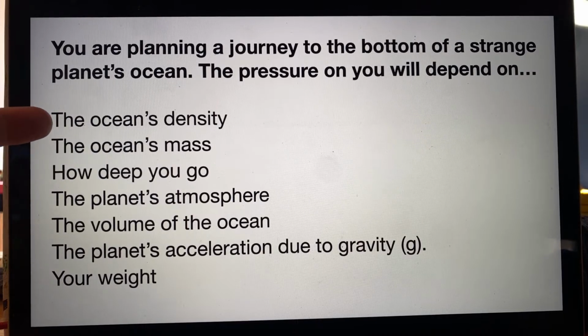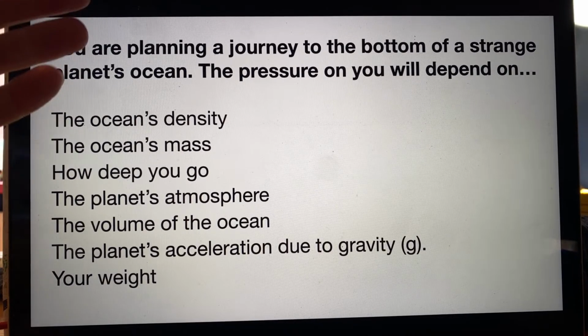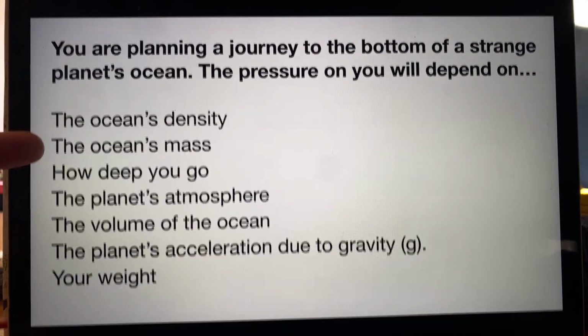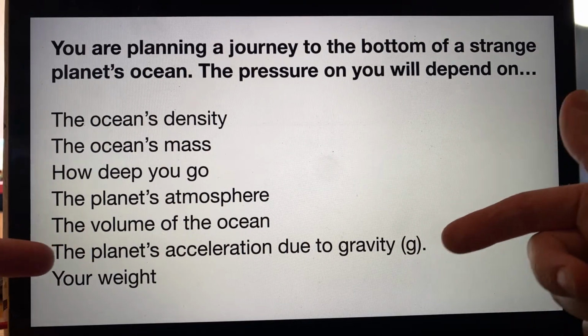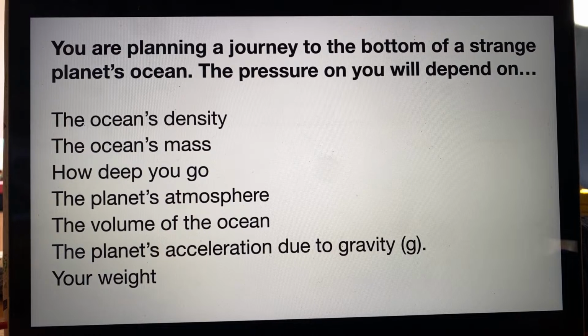The ocean's density. This is actually great, isn't it, to have had a week off and then have to do this again? Because you'd probably been really confident last week and now you might not be so sure. The ocean's density, like how close together the particles are in that ocean, could be water, but it could not be. The ocean's mass, how deep you go, the planet's atmosphere, like the gas around the planet above the ocean, the volume of the ocean, the planet's acceleration due to gravity, little g, if you like, the amount of gravity that the planet has. Your weight. Which of those do you reckon? Like I said, it's more than one.